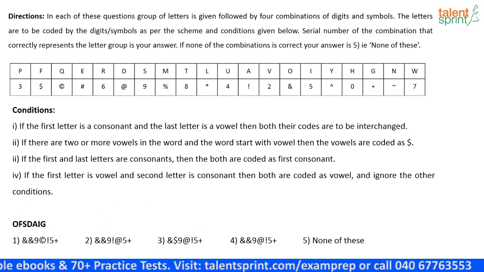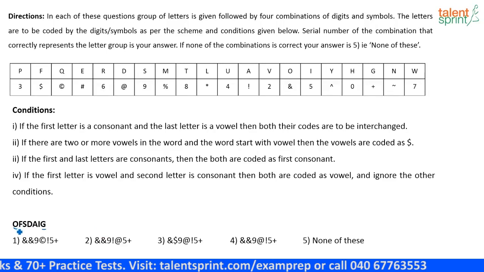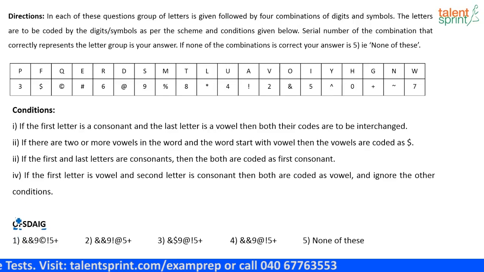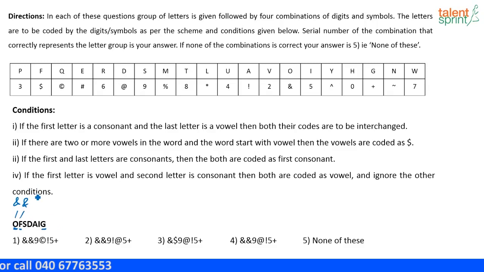What is the answer for this one? Again, you have O and G. So here it is first letter is a vowel and the second letter is a consonant. Okay. So both are coded as the vowel means. Here, what is it that you have? You have O. O is and. So this also you code it as and. Then find the code for the remaining. So you will get the code as and 9. Yes, that's your answer. That is option 4.